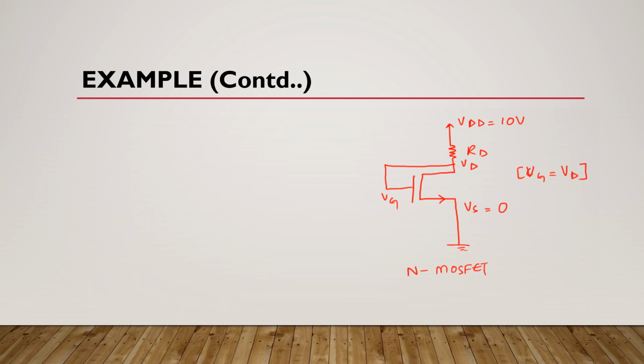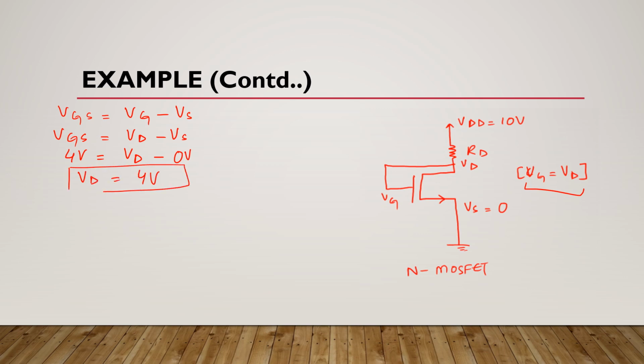Now we know that gate to source voltage is equal to gate voltage minus source voltage. We know that this gate voltage is equal to drain voltage. It means this equation can be written as Vd minus Vs. Here we know that this gate to source voltage is 4 volts, this drain voltage is unknown, and this source voltage is 0 volts. It means this drain voltage is 4 volts.